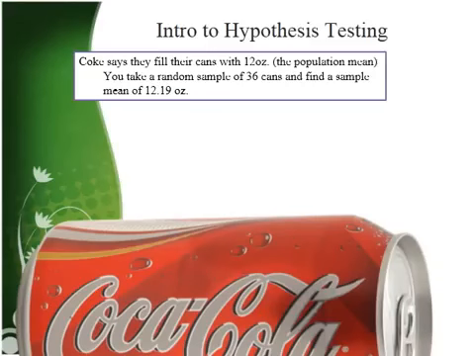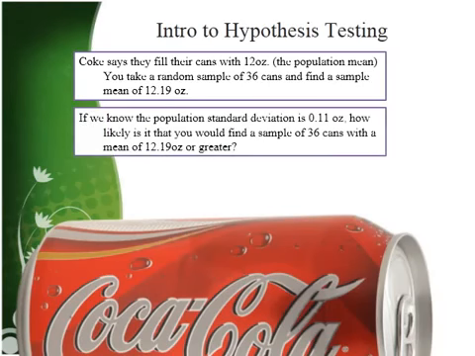Suppose Coke says that they filled their cans with 12 ounces of Coke. We're going to take this to be the population mean. And suppose you take a random sample of 36 cans and find your sample has a mean of 12.19 ounces. Suppose we knew that the population standard deviation is 0.11. How likely is it that you would find a sample of 36 cans with a mean of 12.19 ounces or greater?